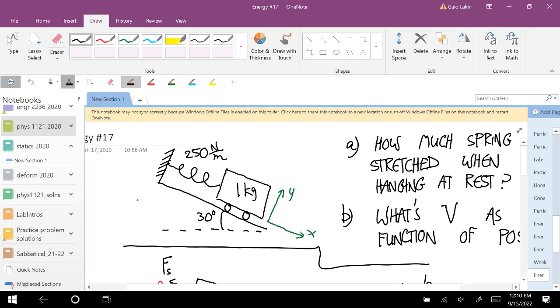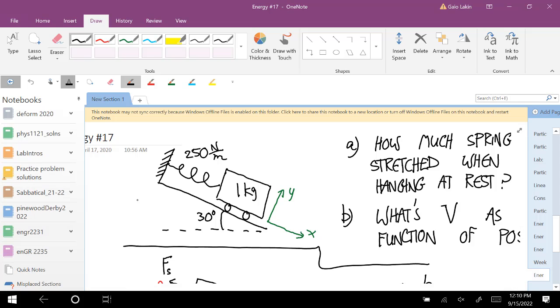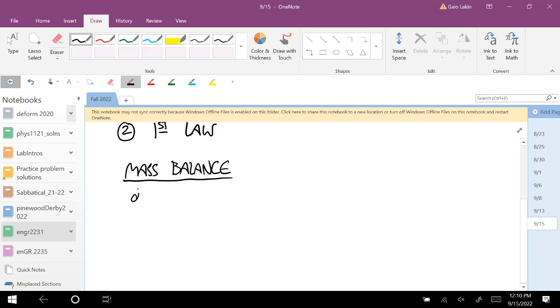So this just says that the rate of change of mass in the control volume is equal to the rate of mass coming into the control volume minus the rate of mass going out. Makes sense?